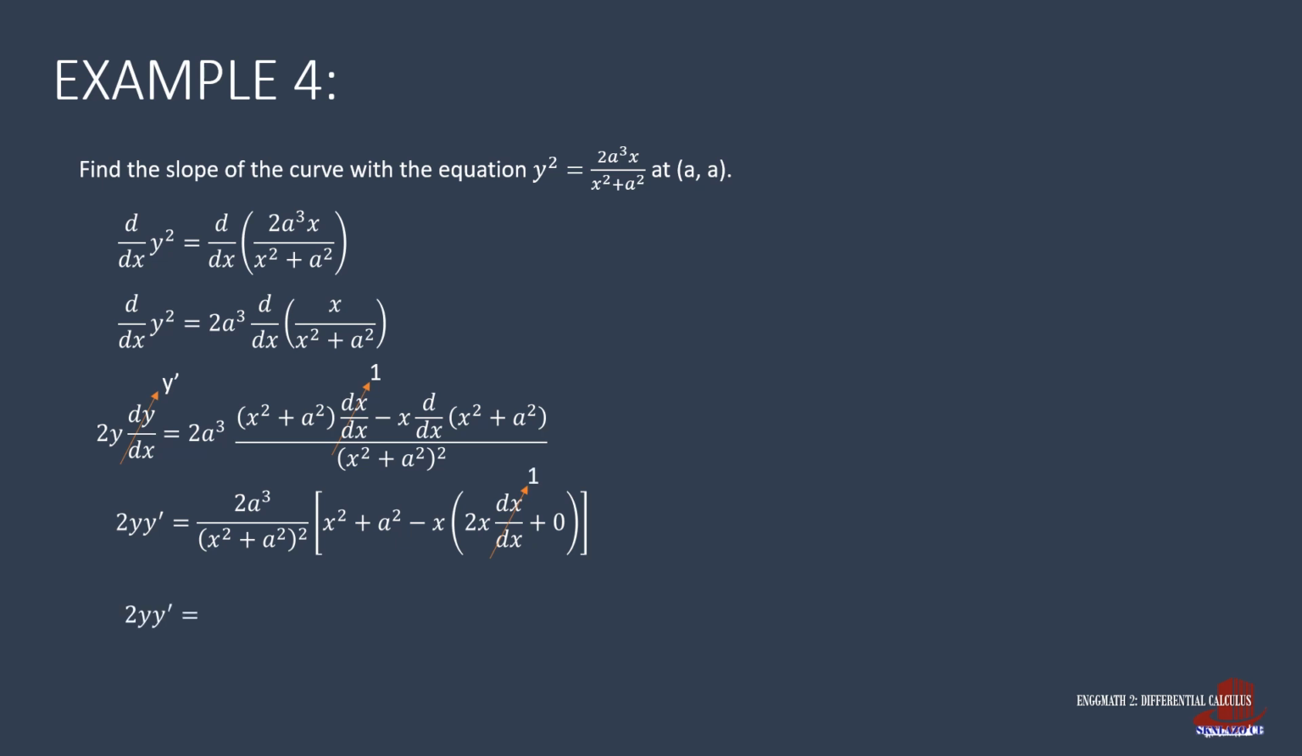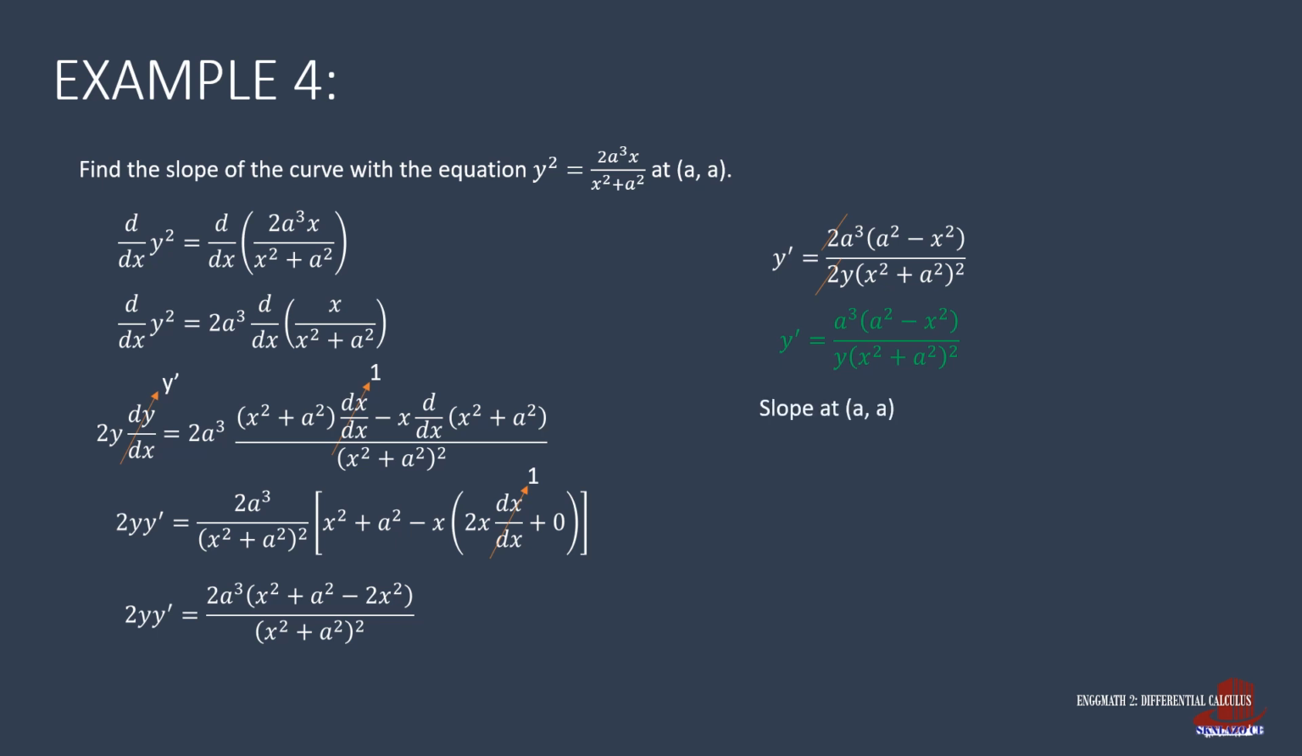And again, we simplify dx all over dx to shorten the equation into 2y prime is equal to 2a cubed multiplied by the quantity of x squared plus a squared minus 2x squared all upon the square of x squared plus a squared. We take y prime by moving 2y to the other side of the equation to get 2a cubed multiplied by a squared minus x squared all upon 2y multiplied by the square of x squared plus a squared. Then we cancel out the 2's to arrive at a cubed multiplied by a squared minus x squared all upon y times the square of x squared plus a squared.